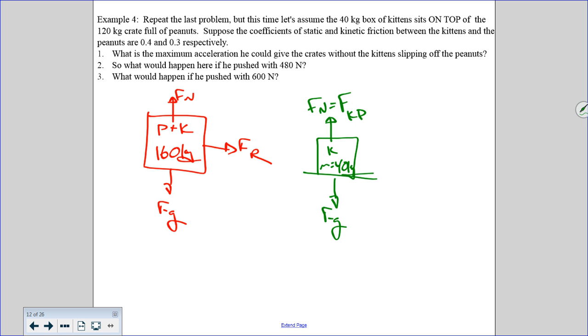Friction, right? So here's my peanuts. Here's my kittens. Right? Roy is pushing the peanuts, and the kittens move too, right? Do you guys understand that it's friction causing the kittens to move forward? What kind of friction? Static.